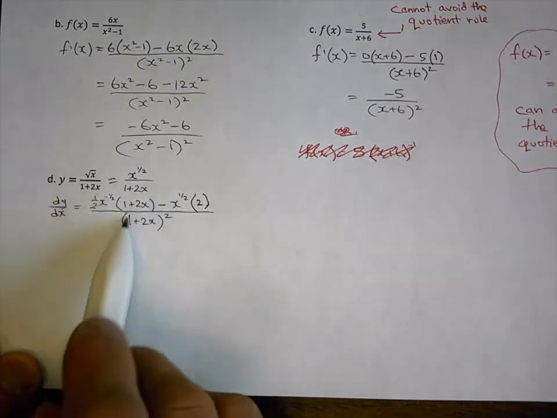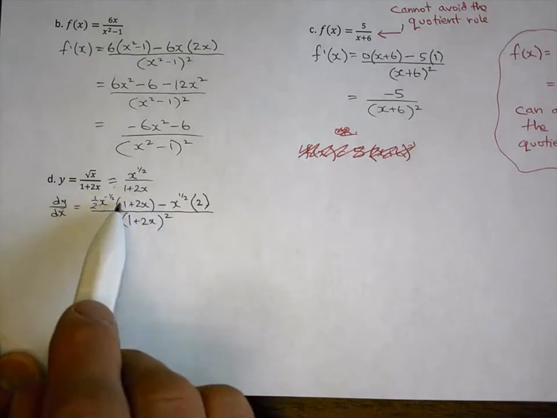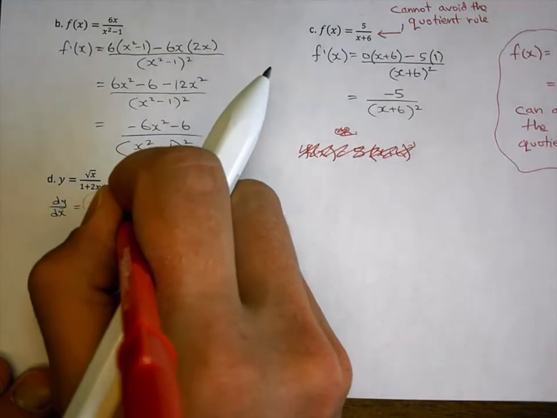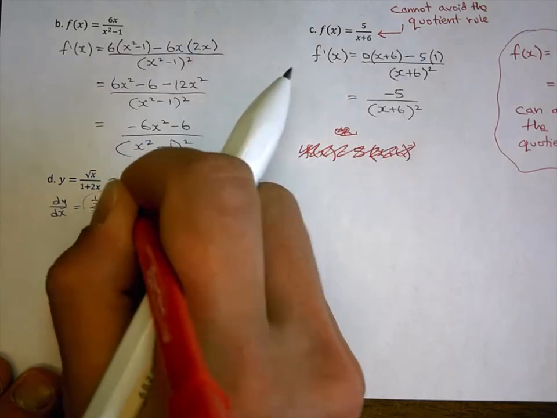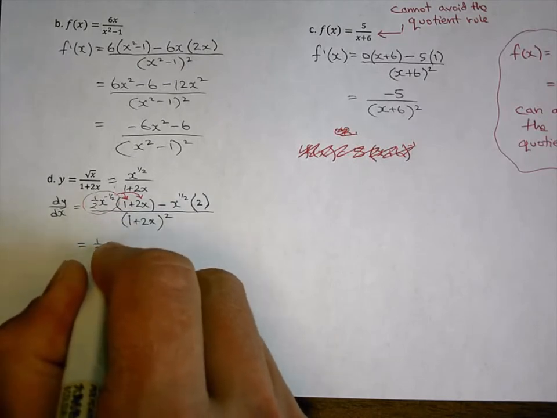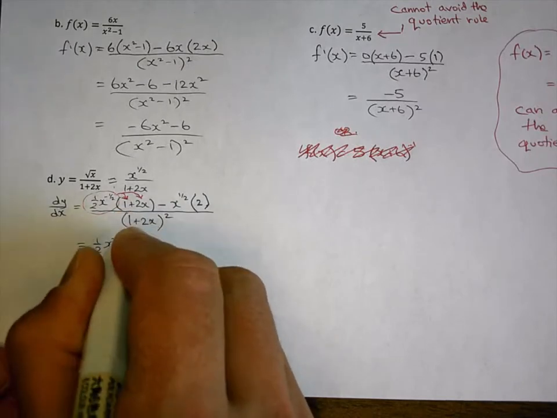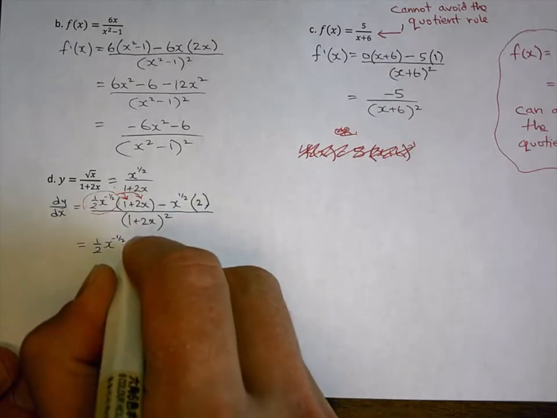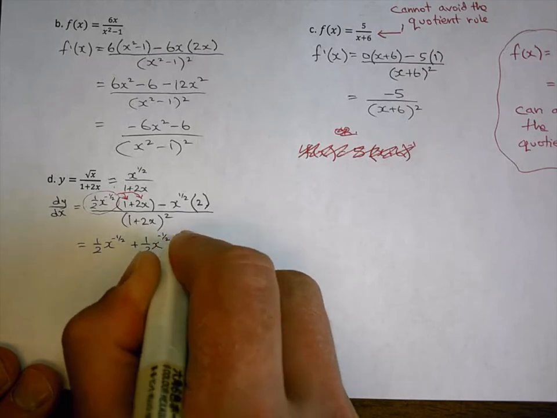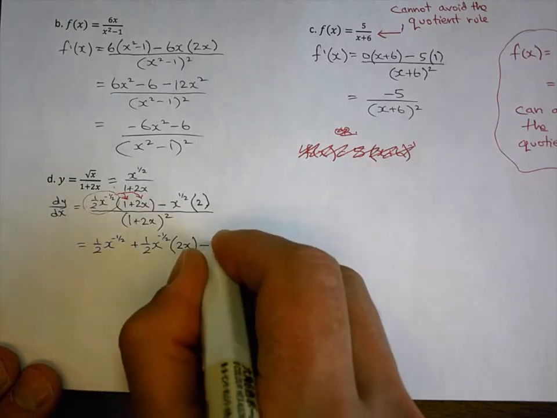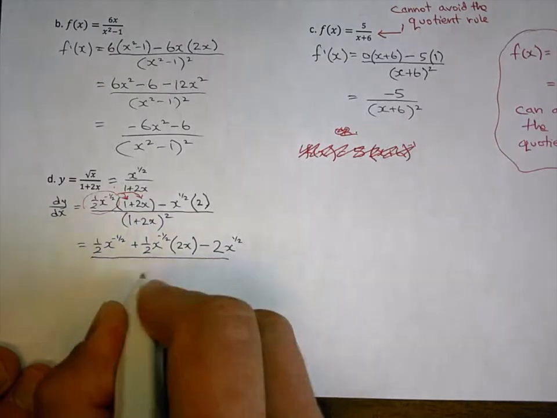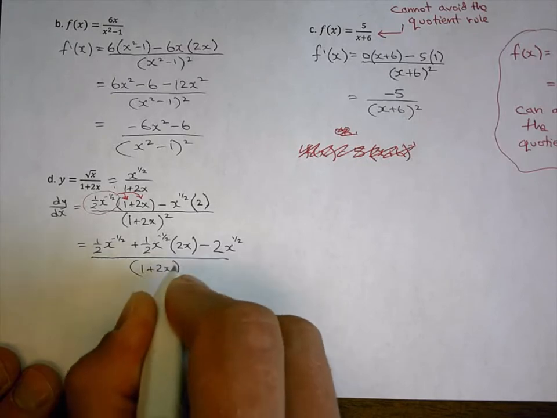Okay, now I have to simplify. So again, this gets distributed over. So I end up with, just be really careful with your algebra that you're not making any mistakes, right? The problem now is not calculus, it's just algebra. So I have half x to the negative half times 1 plus half x to the negative half times 2x minus 2x to the half over 1 plus 2x all squared.